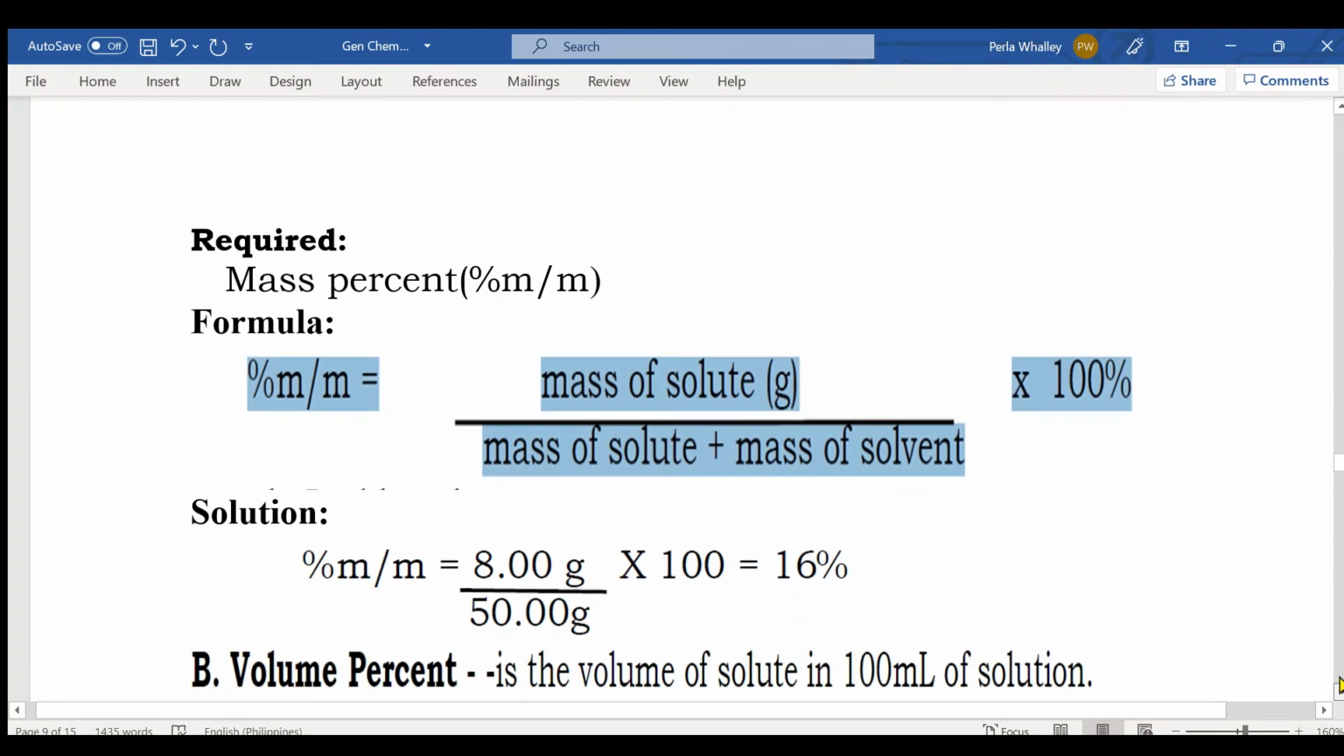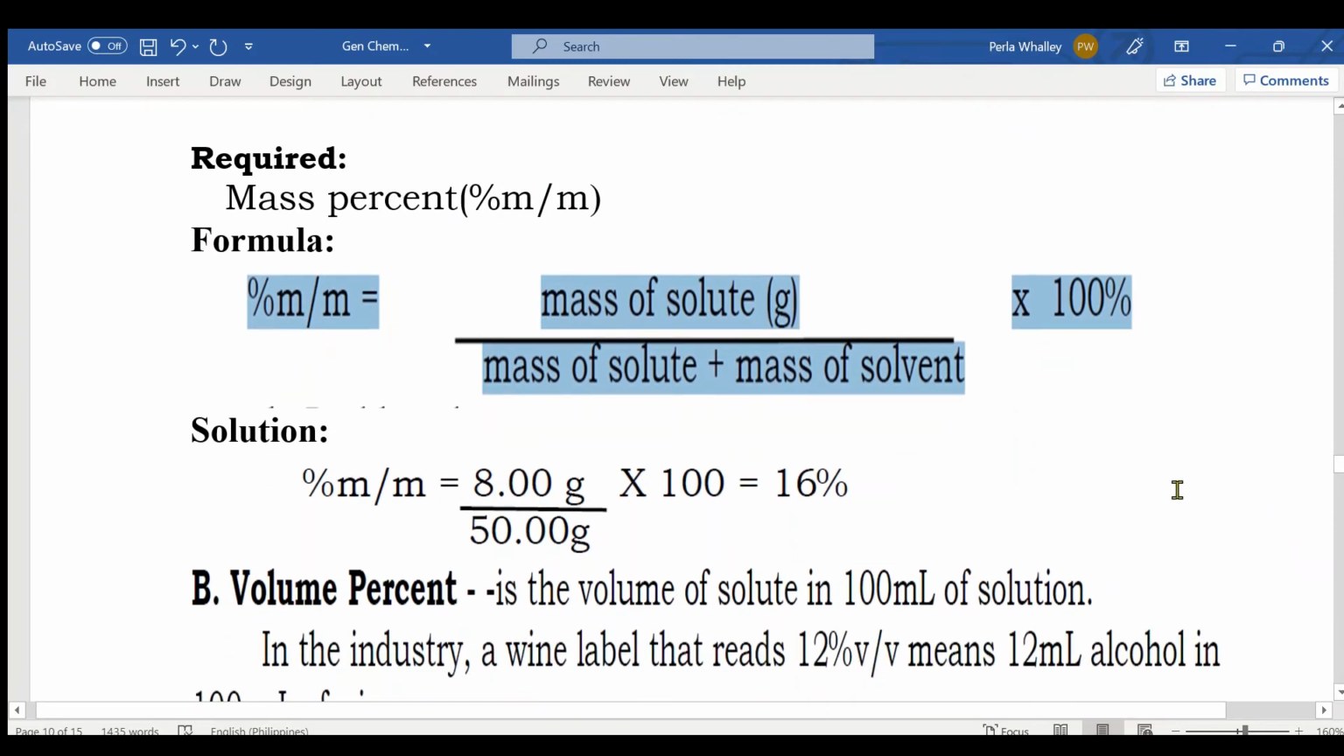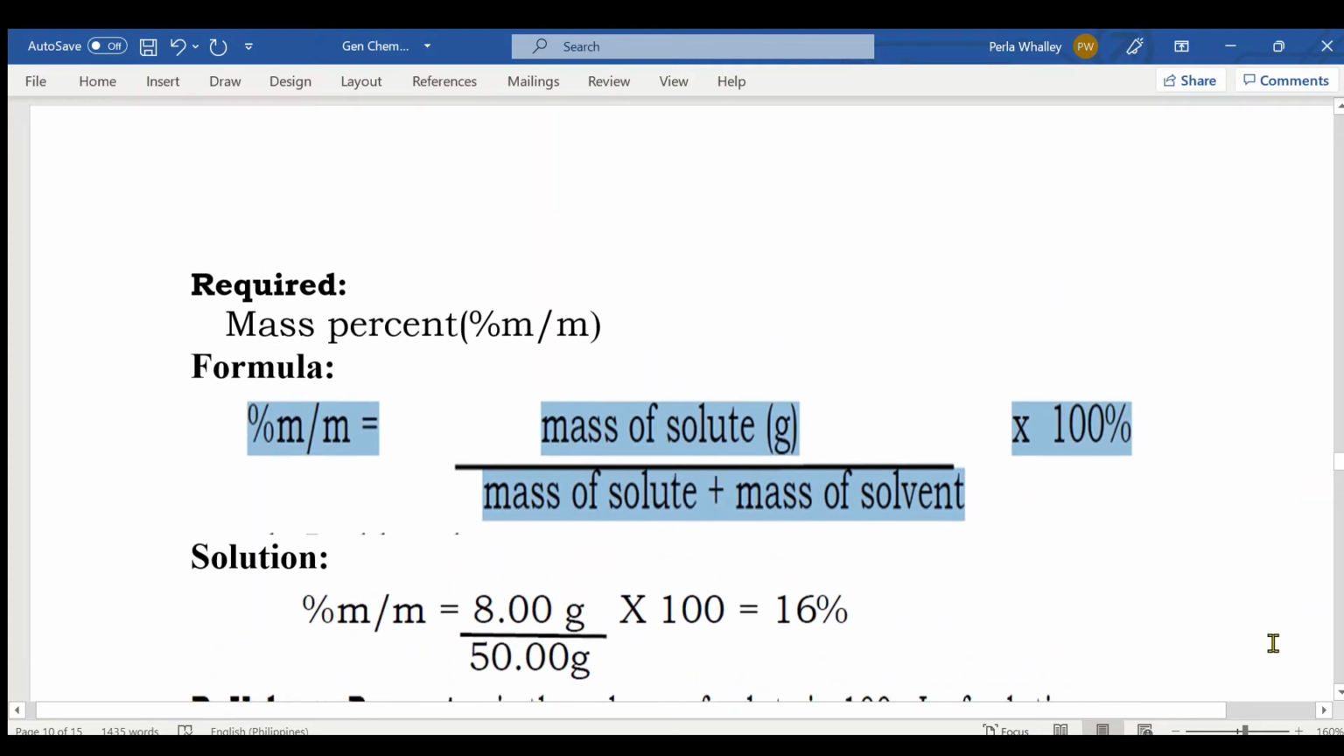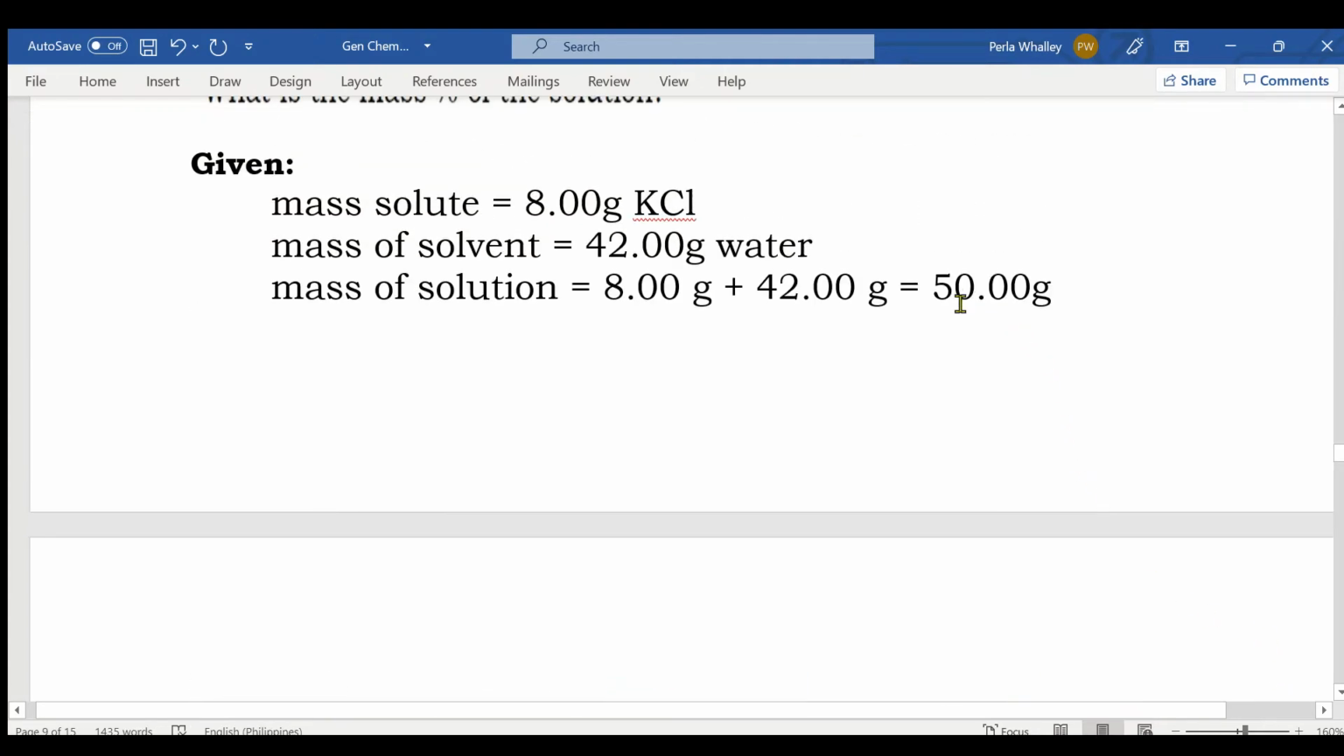Required: mass percent, or percent m over m. The formula and the solution: percent m over m is equal to the mass of solute, 8.0 grams, divided by 50.0 grams, times 100, is equal to 16%. Why is it divided by 50? Because this is the mass of solution. That is 8 plus 42.